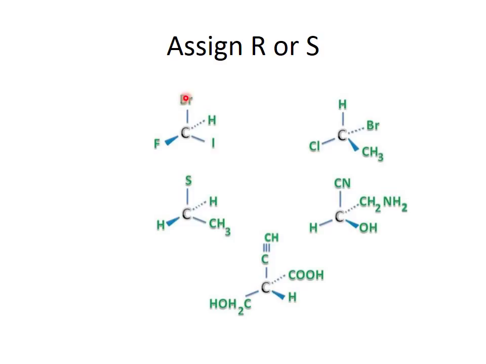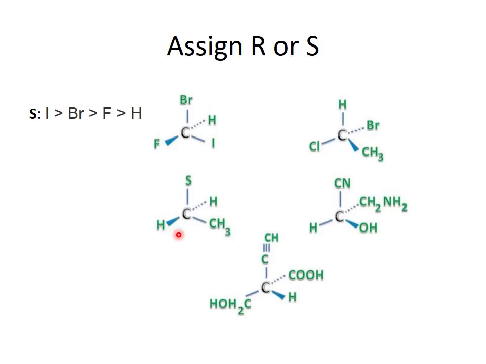Okay, so for the first one, it's very easy because you just have single atoms. So I look, iodine's highest mass, then bromine, then fluorine, and then hydrogen. So the hydrogen goes back, which is already shown going back. So my priorities are going to be iodine, bromine, fluorine, and then hydrogen. Let's look at the rotation. That's going this way, counterclockwise. So this is an S carbon.